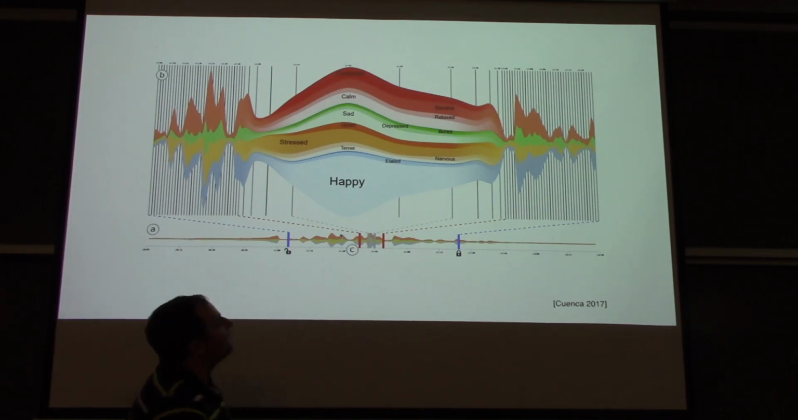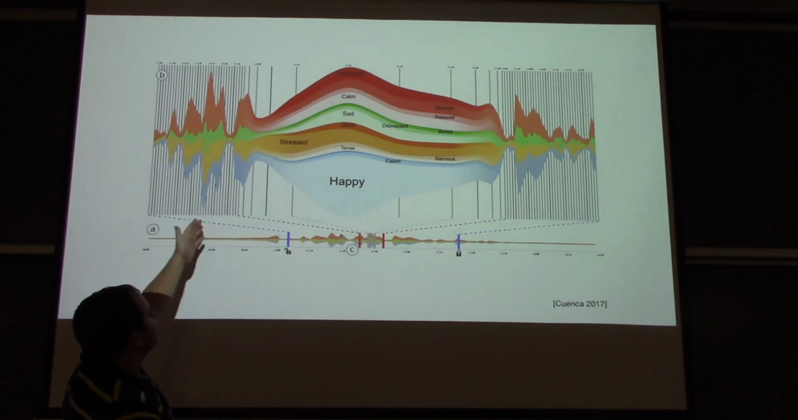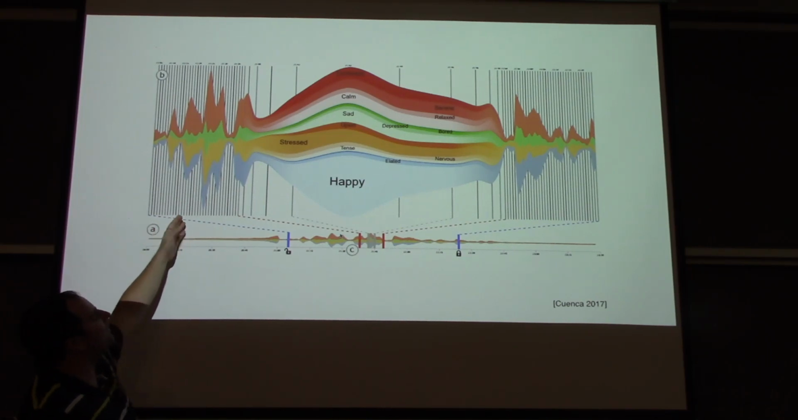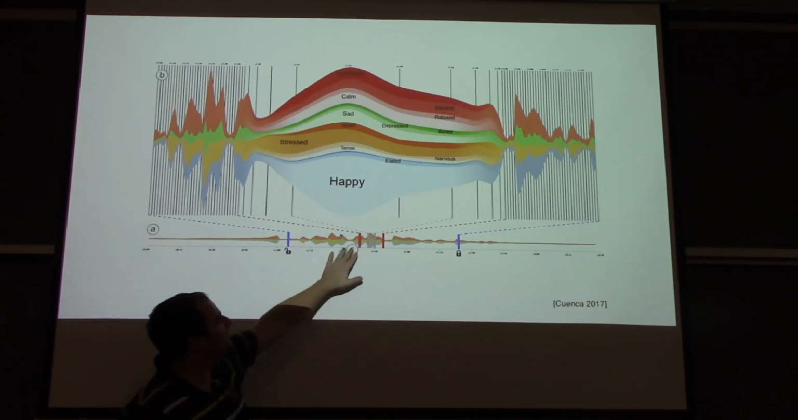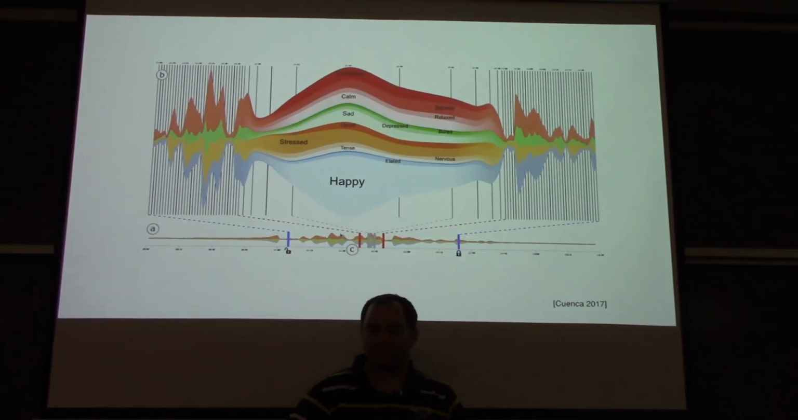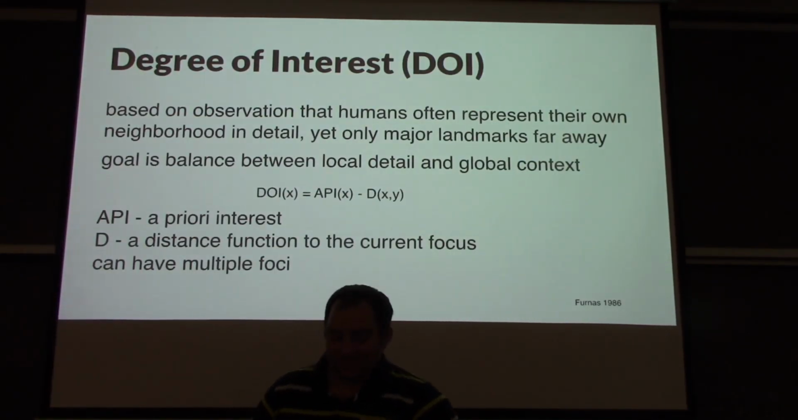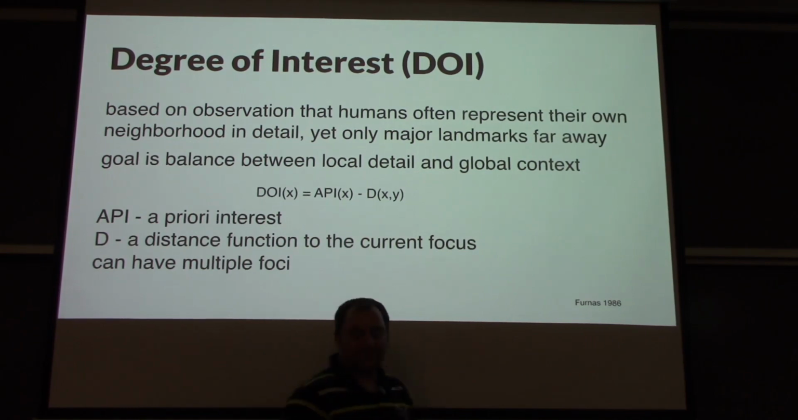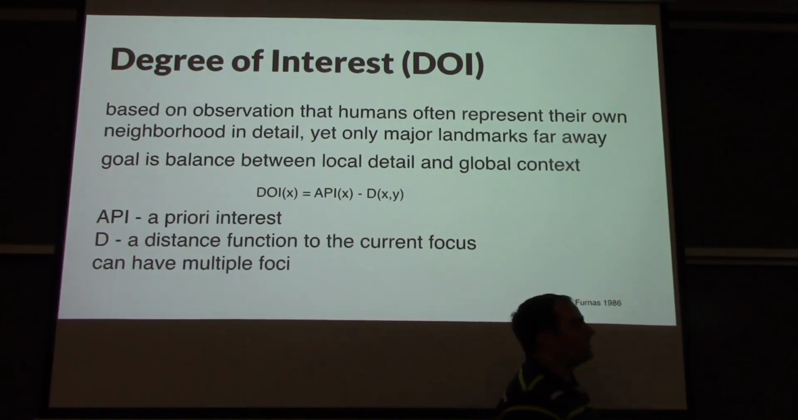So we have a focus area, show some first level or second level context in here, and show some second level context down here. Basically these are the tails of the distribution. And then we talked about this degree of interest function, which is based on two terms.